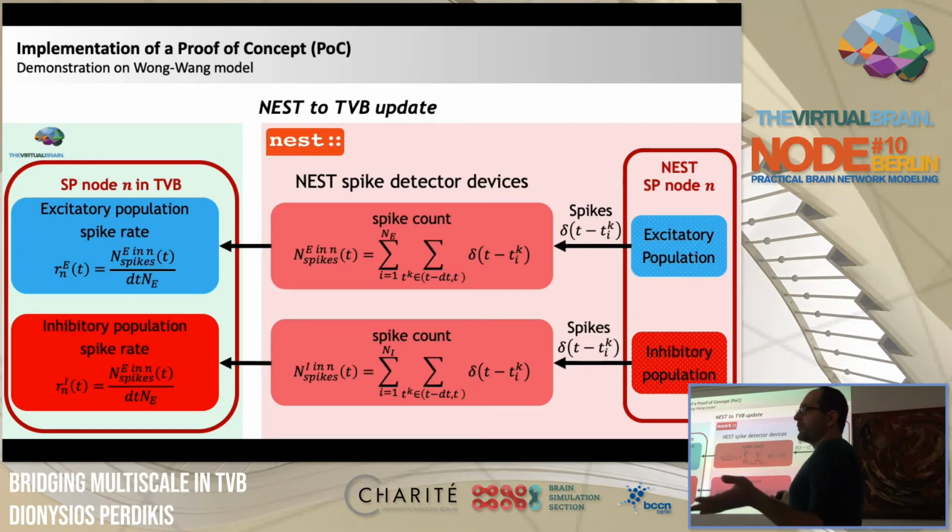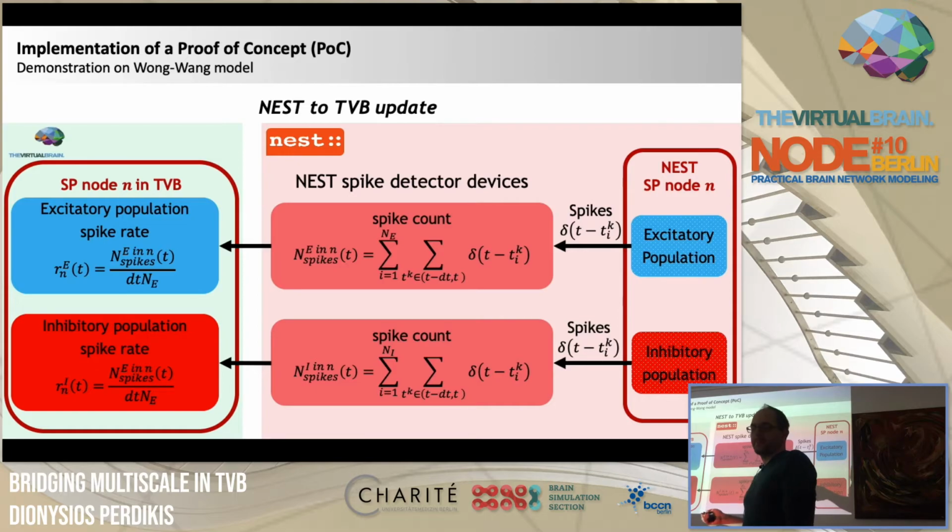Now, it's quite straightforward how you can update a mean field node from a spiking node. You just need to count the spikes it emits at a specific time interval and compute an instantaneous spike rate. And then this goes and updates the rate parameter of the specific mean field nodes.